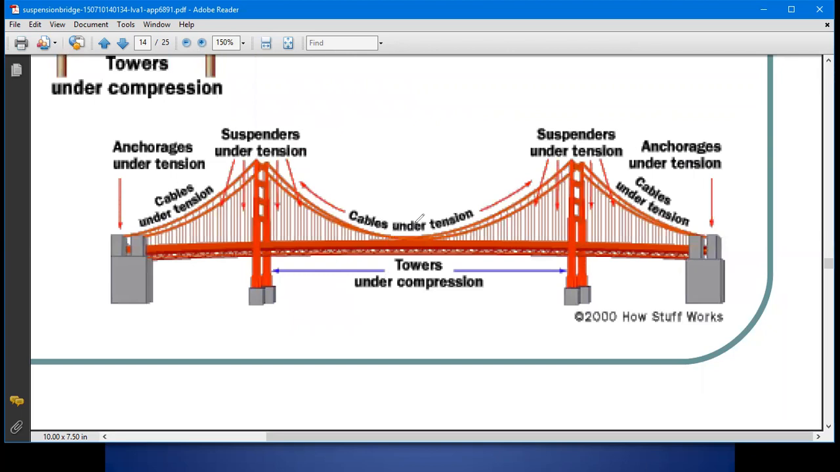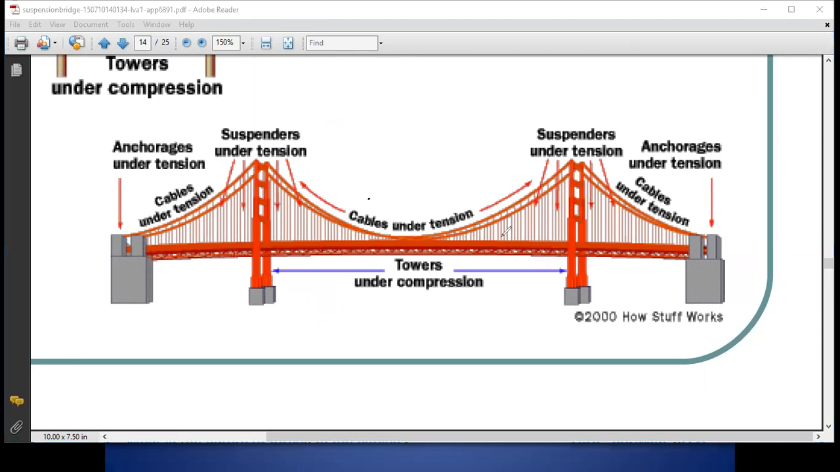This is again cables under tension, whatever the suspension cables are there, cables under tension, then these anchor cables are under tension, okay, anchorages are under tension, and then these pillars are under compression.